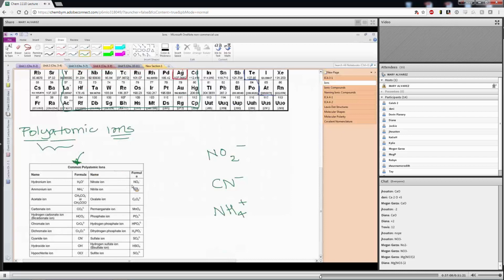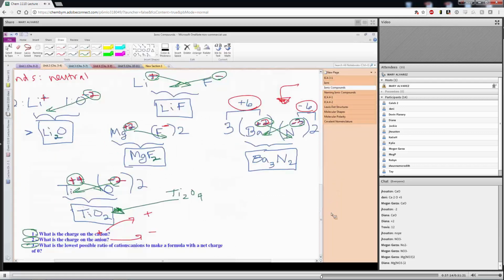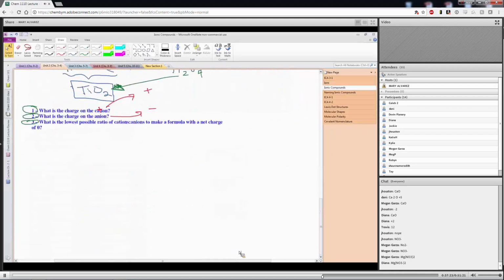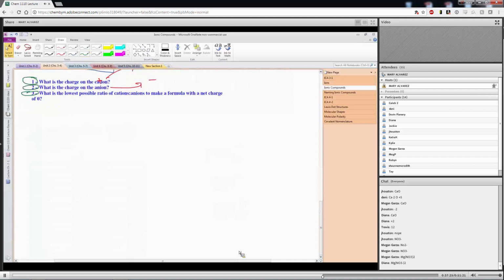But if you see an unfamiliar one inside of a formula, well, it turns out, because you know the way that formulas are made, because you know they have to be neutral, you can use that information to deduce what the charge on your transition metal or on that unknown polyatomic ion used to be. Okay? So help me out here.